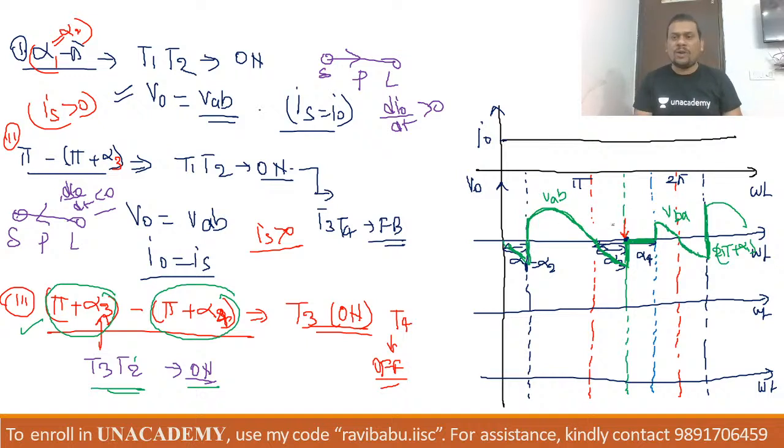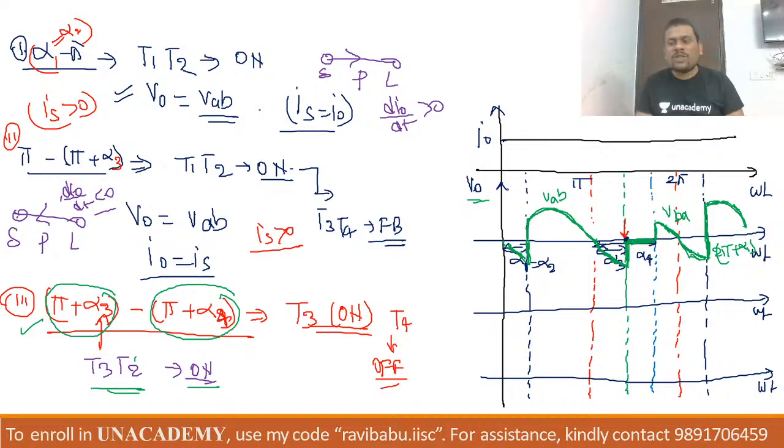Tell me, is this V0 waveform clear to all of you, or do you have any doubt? Then I can explain again. It is VAB, this is VBA, this portion from pi plus alpha 4 to 2 pi plus alpha 1, and from pi plus alpha 3 to pi plus alpha 4 it is 0. This is the way to draw V0. Very nice.